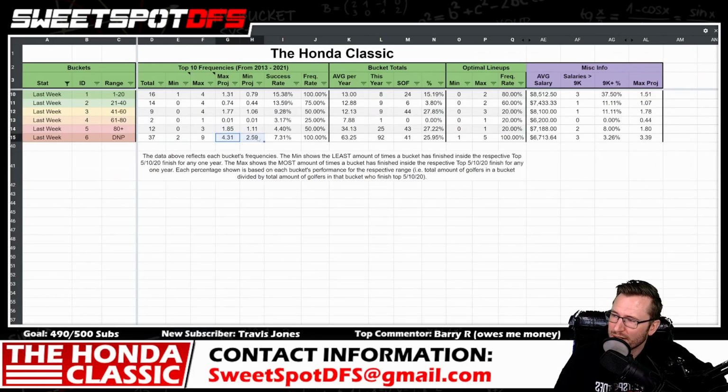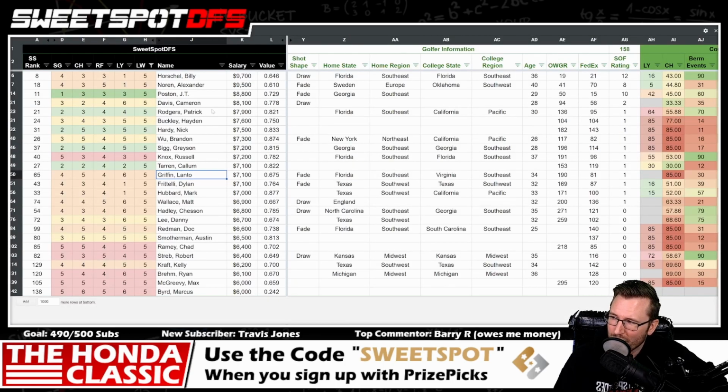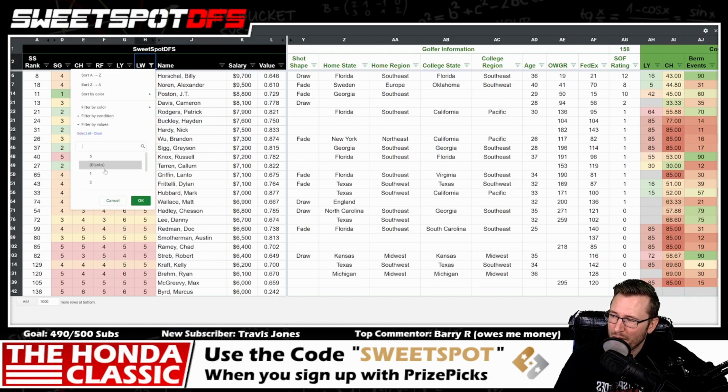And then the last bucket, I'm projecting somewhere between 2 to 5. Max projection is 4 when it includes the sweet spot rank, so that would drop it down to 2 for the minimum. Well, the minimum's already 2, so 2 to 5. Last week 6s. There's 92 golfers in this bucket. We are not going to talk about most of them.